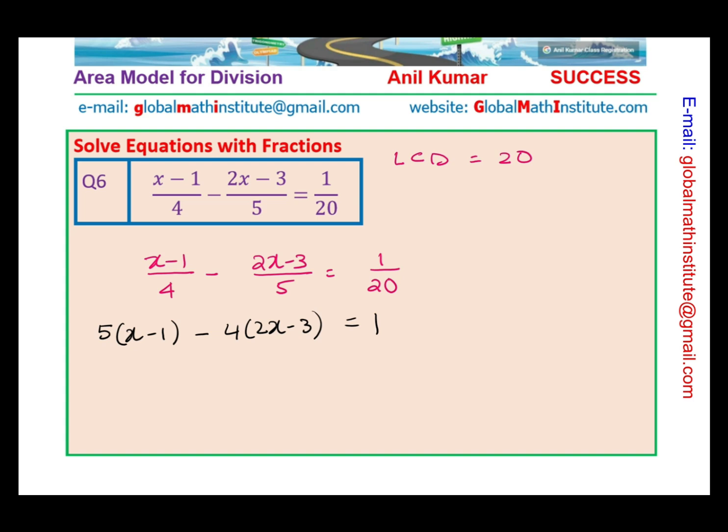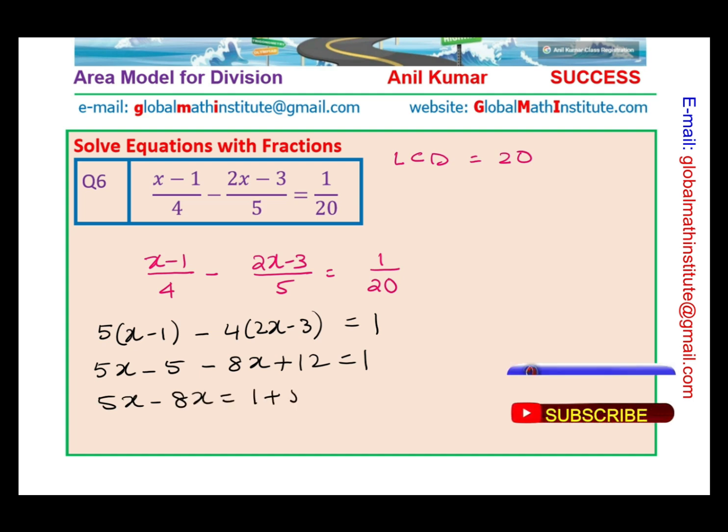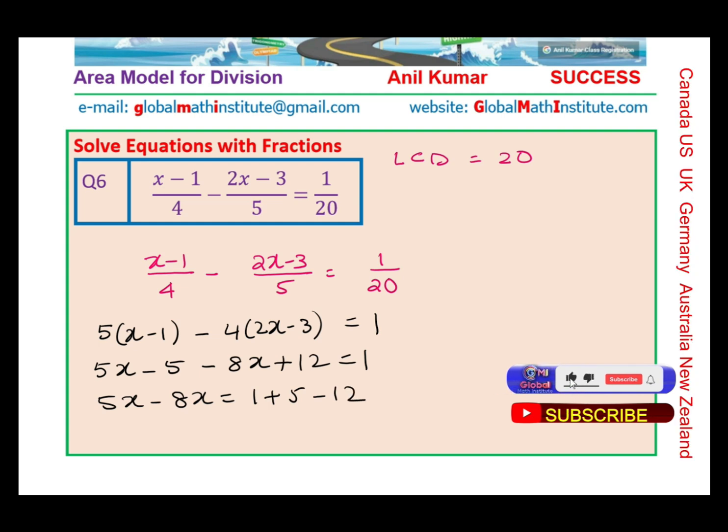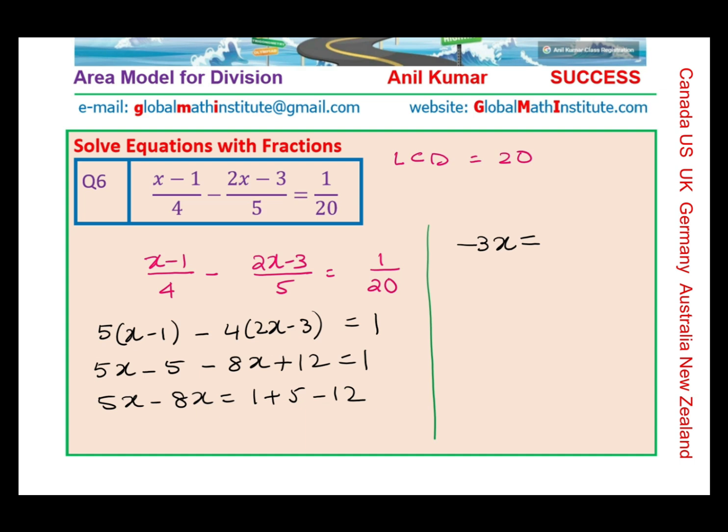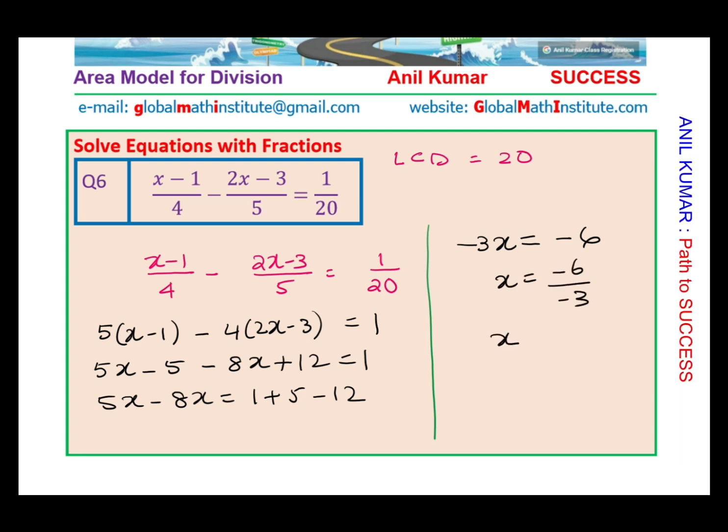So try to practice this way. It is faster. Now you open the bracket. So you get 5x minus 5 minus 8x plus 12 equals to 1. So 5x minus 8x remains on this side, 1 plus 5 minus 12 on the other side, right? So we can now simplify this. 5x minus 8x is minus 3x. And here we have 1 plus 5 is 6, 6 minus 12 is minus 6. And now x equals to minus 6 by minus 3 and x is equal to 2. So x equals to 2 becomes our solution in this particular case.